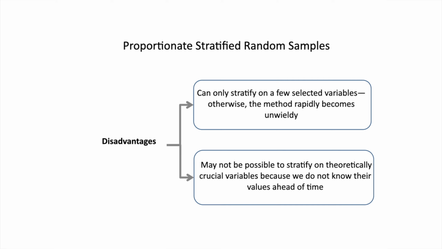The other big disadvantage is that you might have a theoretically crucial variable that you want to stratify on, but if you don't know what the population value is on that ahead of time, you can't stratify on it. So you need to have a certain amount of knowledge of the population before you go in to doing a proportionate stratified random sample. Because if you don't, then you actually just can't do the method. You wouldn't know how to divide the groups in the proportions that are actually in the population. If you just don't have that knowledge of the population, you just can't do this particular way of doing it.